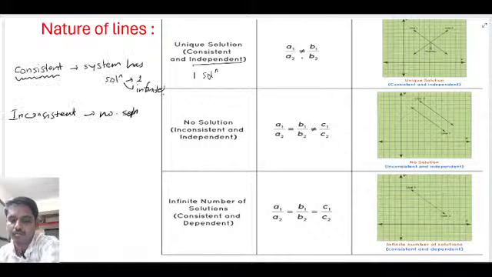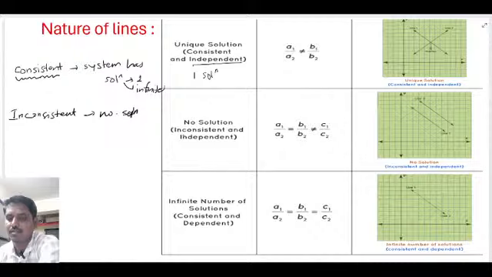The second case, if the ratio of coefficients a1 upon a2 is equals to b1 upon b2 but not equals to c1 upon c2, then the graph of lines will be parallel lines, and we know parallel lines do not meet each other. So the system of equation will have no solution, hence it is inconsistent.